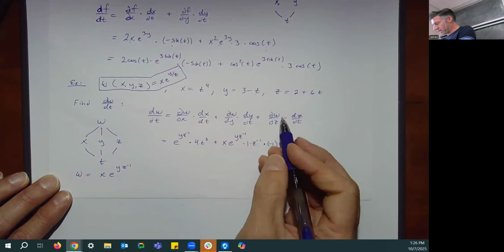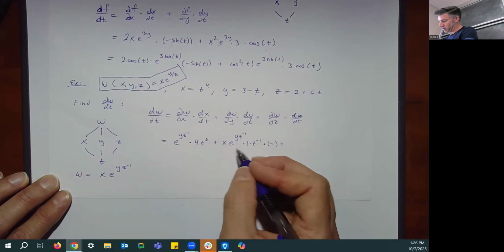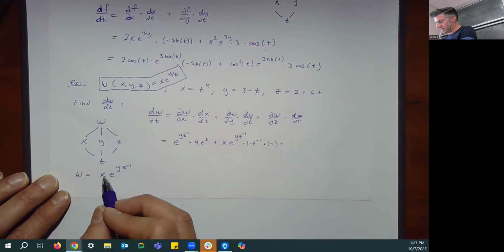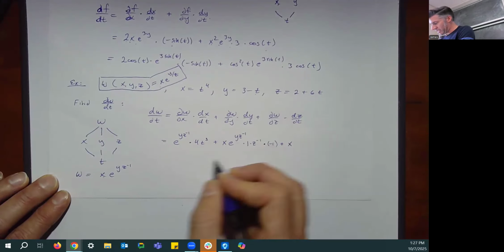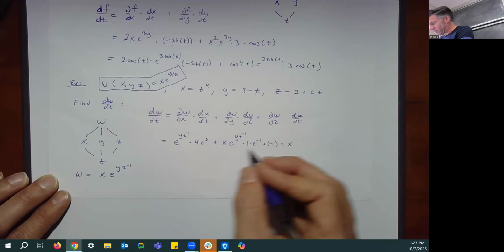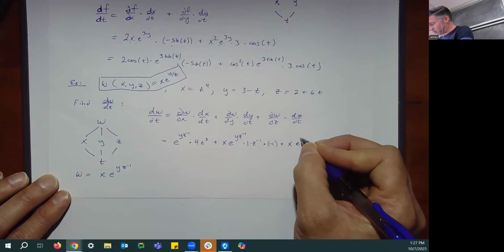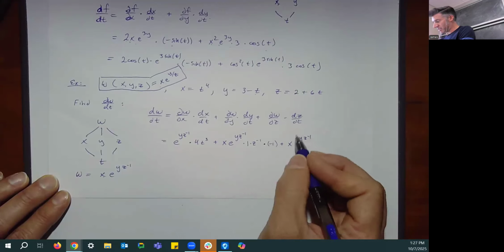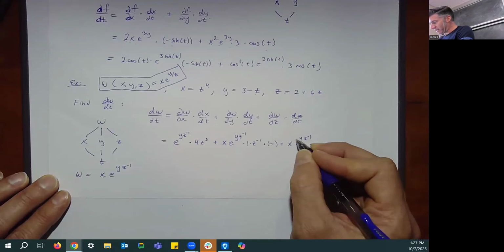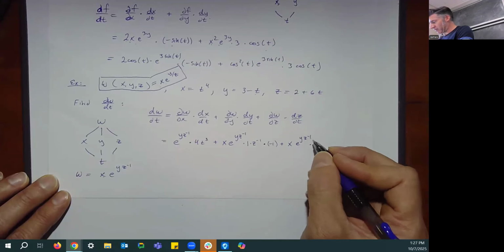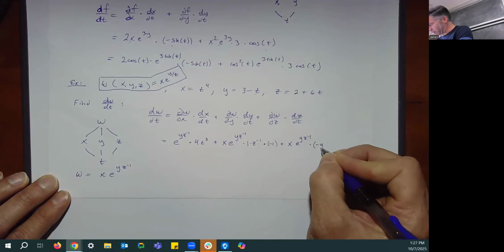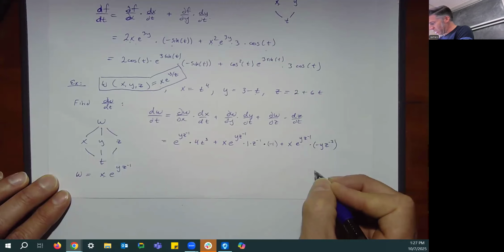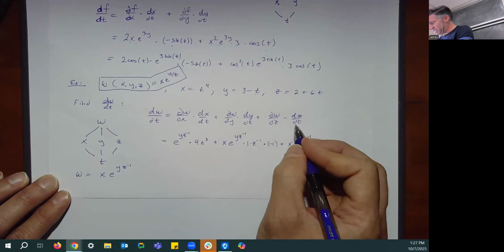plus del w del z, which is going to be pretty similar actually. The derivative of w with respect to z is also going to be x times e to the stuff times the derivative of the stuff. The e to the stuff is still e to the y z to the negative 1. But now the derivative of y times z to the negative 1 is going to be y times negative 1 times z to the negative 2, or negative y times z to the negative 2. And then dz dt is 6.